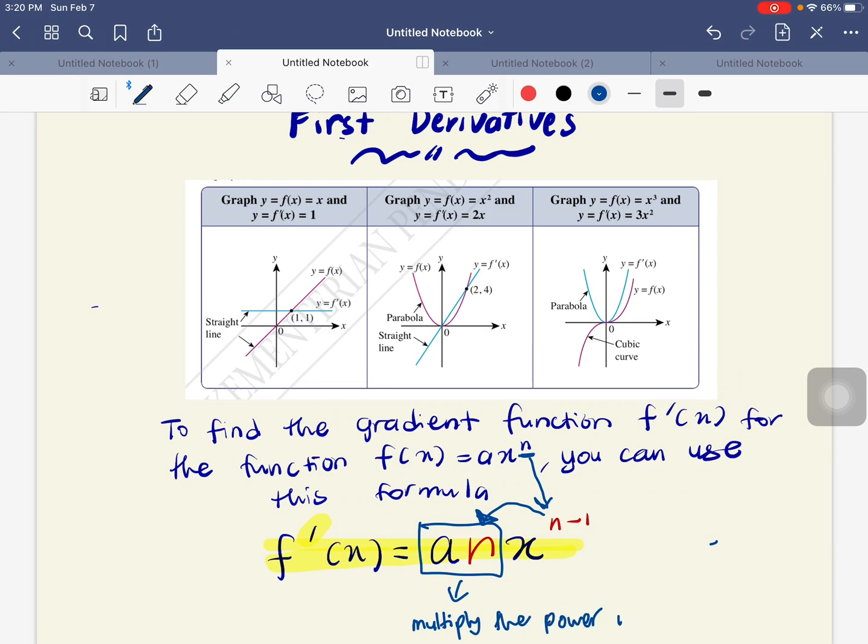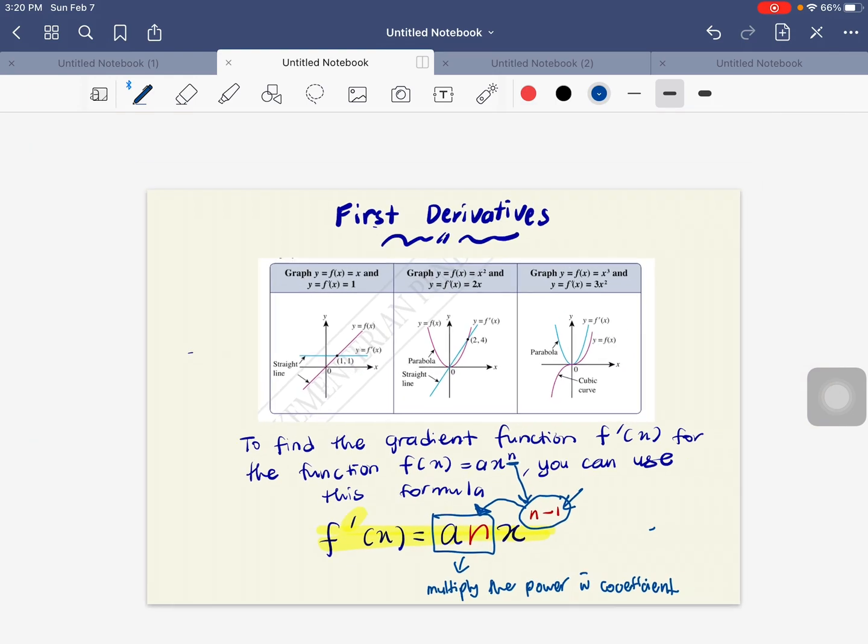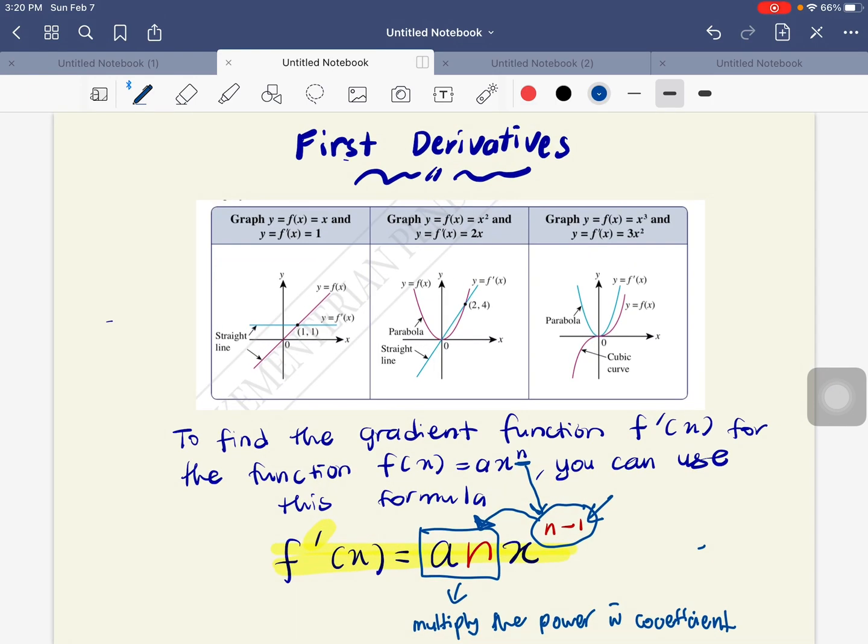Multiplied with the coefficient. And then what's left, when we reduce the power, we have to subtract 1. So this is the formula, and you may think, oh, this is easy, I can understand this. It is actually quite simple. Let's look at an example of how you want to differentiate.